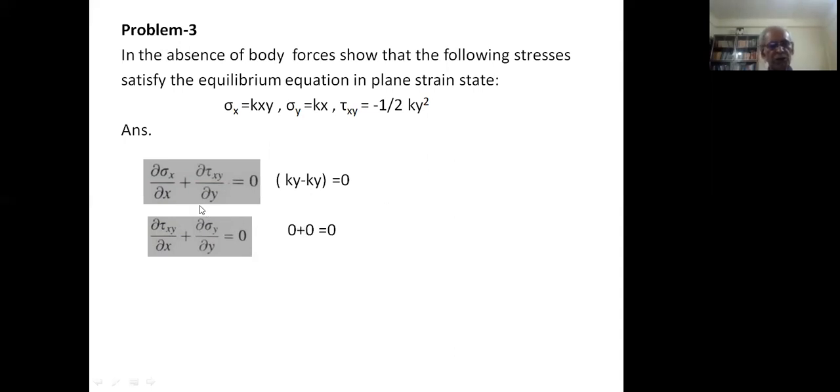All you have to do is to take the equilibrium equation, which is del sigma x by del x plus del tau xy by del y is equal to 0. If you differentiate sigma x with respect to x, you get ky. And if you differentiate tau xy with respect to y, you get minus ky. So that becomes 0. So the first equation is satisfied.